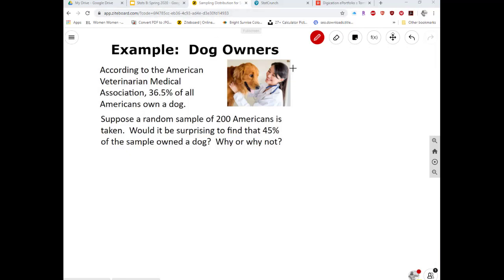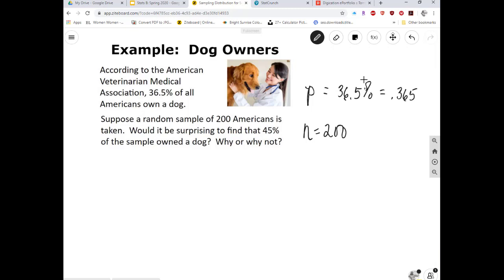Okay, so I'm going to go ahead and start off by reading my question carefully. So it says, according to the American Vet Medical Association, 36.5% of all Americans own a dog. So according to their study, they believe that 36.5%, and another way of writing that is 0.365 of Americans own a dog. And I'm going to go ahead and take a random sample of 200 people and see what's happening with that one.